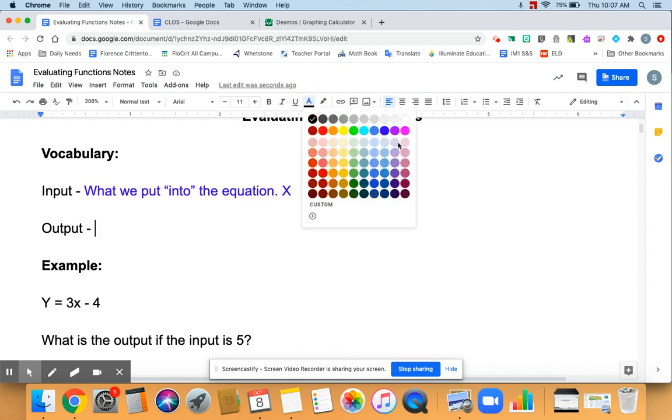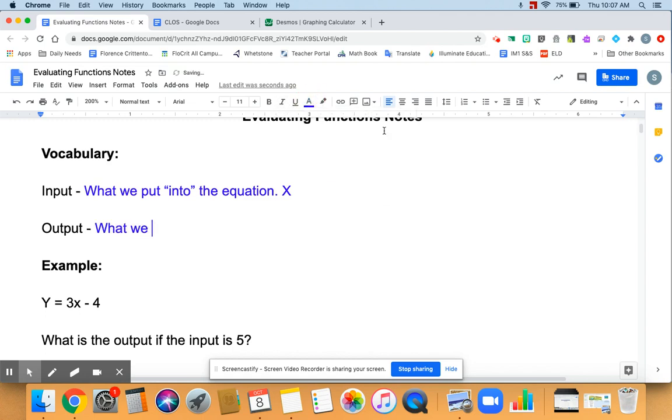Output, then, is what we get out of the equation, also known as the answer. Because once we put something into the equation, math will happen, and then we get out an answer. And what letter is the answer? It's a Y. So once I put something into this X, I'll do math to it, and then I'll get an answer out, and that's my output. So those are just big words for what we put into and what we get out: input and output.